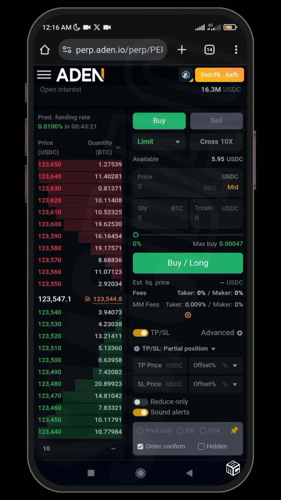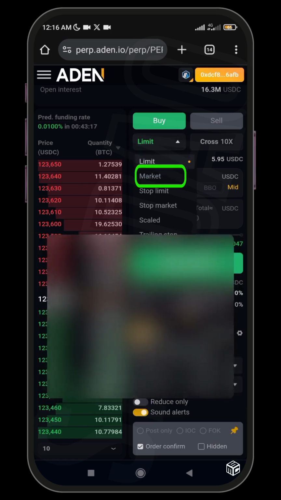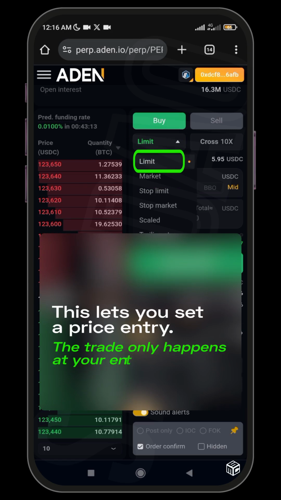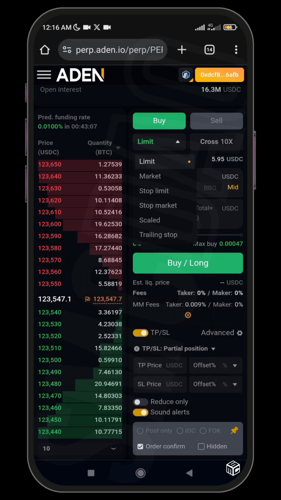We have several order types, but market and limit are the mostly used. Market order simply lets you buy instantly at the current market price, while limit lets you set a price entry and the trade only happens when it gets to your entry. Aden supports only cross-margin mode. That is, all the money you deposited is shared across all your open positions to back them up and prevent liquidation. That is, if one position is losing, the others can help it by sharing margin.